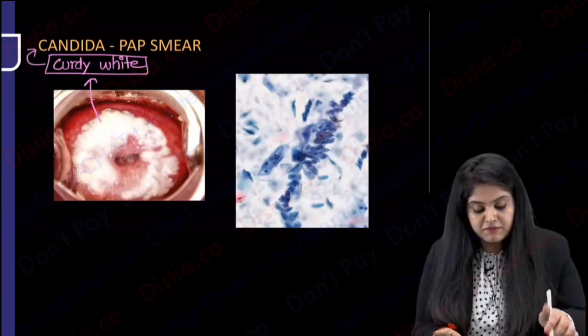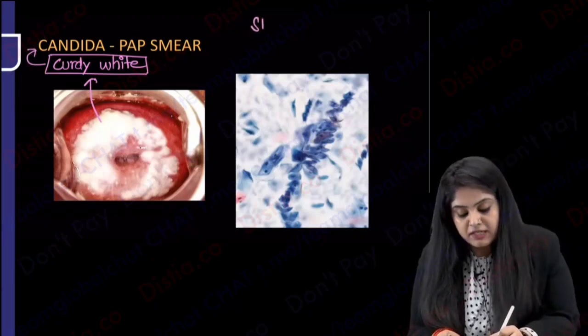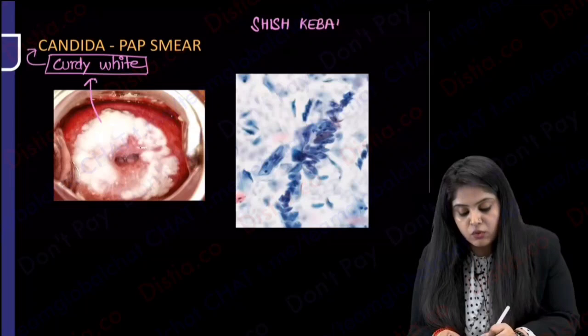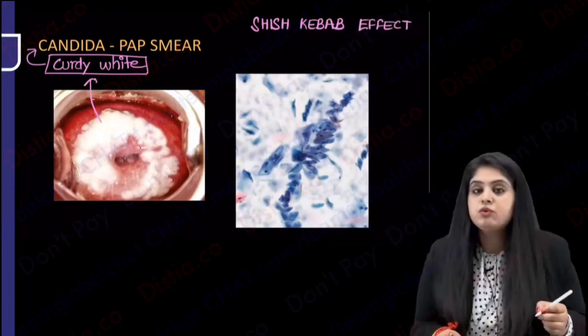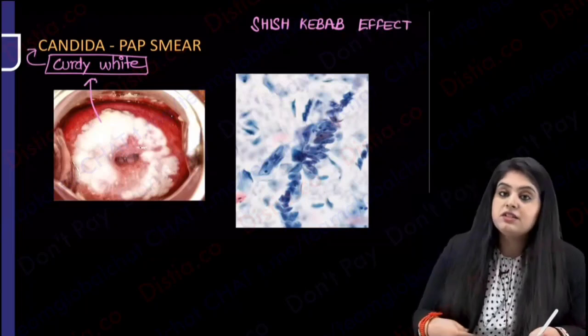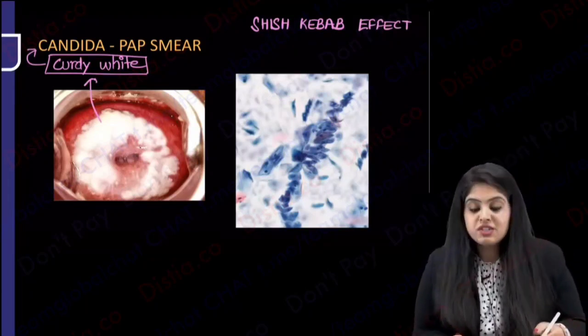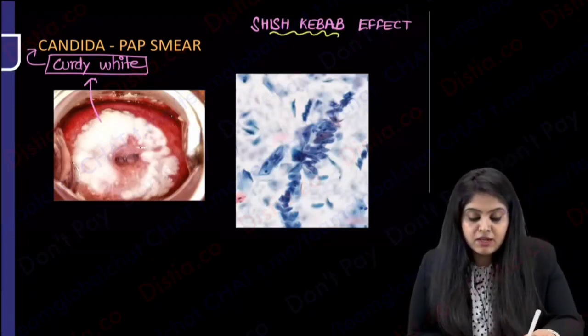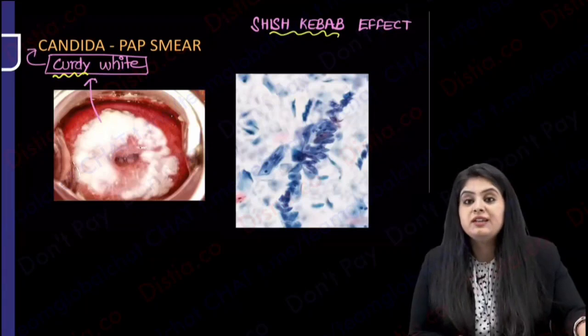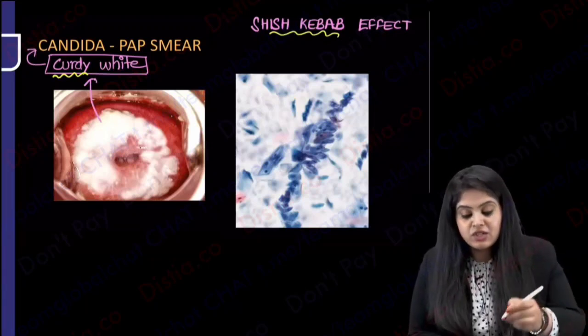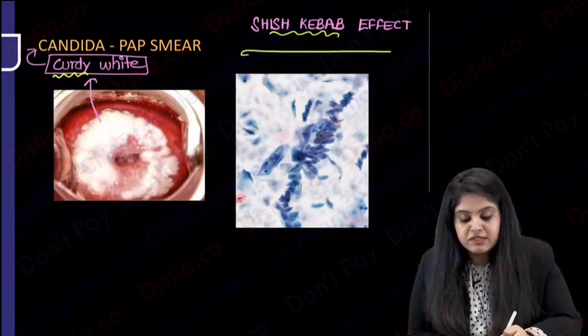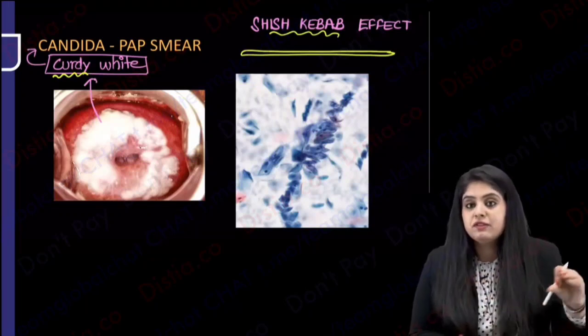Do you remember there was a very famous shish kebab effect that we had studied in pathology? If not, then you can go back to your lectures and go into it. When we talk about the shish kebab effect, please remember I'm ruining a very interesting and tasty dish for all of you. But what is shish kebab? So shish kebab and curd are ruined from today onwards because candida looks like curdy white, and shish kebab will tell you there is a skewer, a stick, right, on which you put all the pieces of kebab.